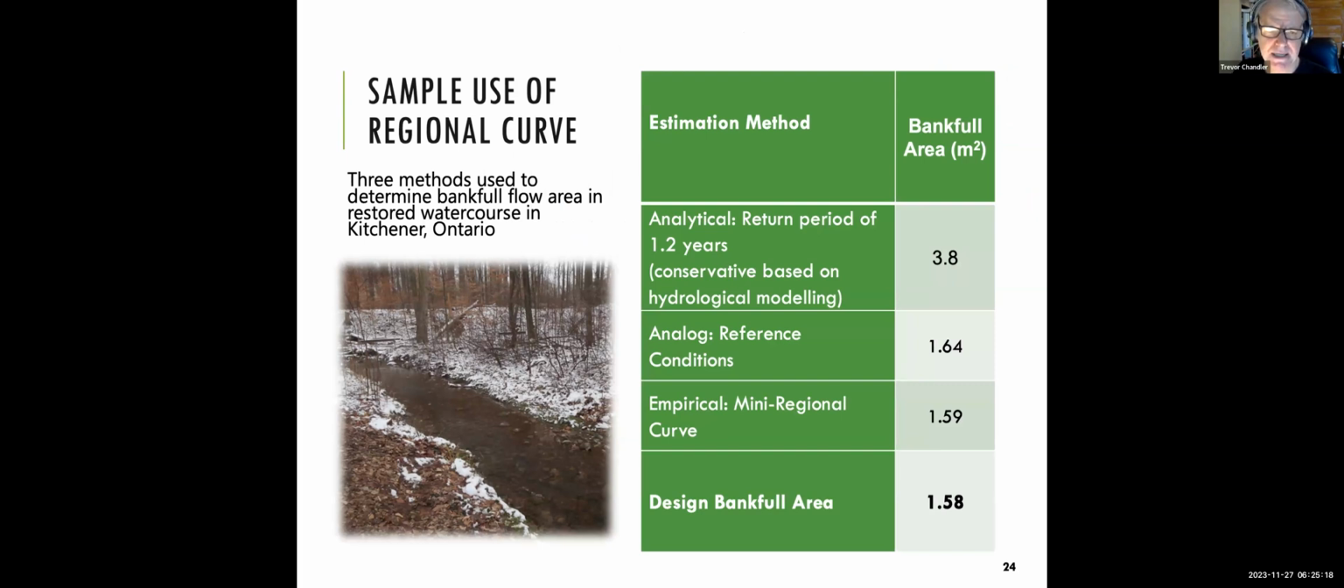applied recently in southern Ontario. So the engineer that I work with, Heather, she did some various analyses here to figure out what the bankfill area should be based on these different analyses that were done. And at the end of the day, we chose a bankfill area that was pretty much in line with what the mini regional curve said. I'm afraid I can't explain exactly why that number 1.58 was chosen. What I can tell you though is that the mini regional curve was useful in helping us get there. So, and I think that's that.